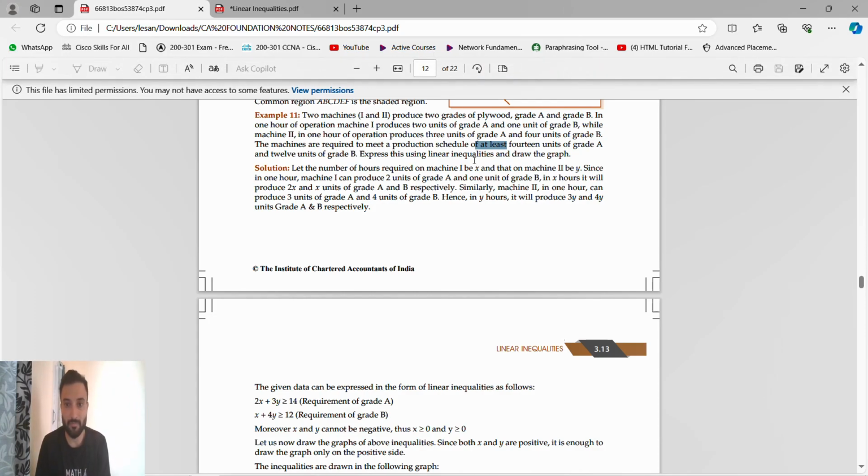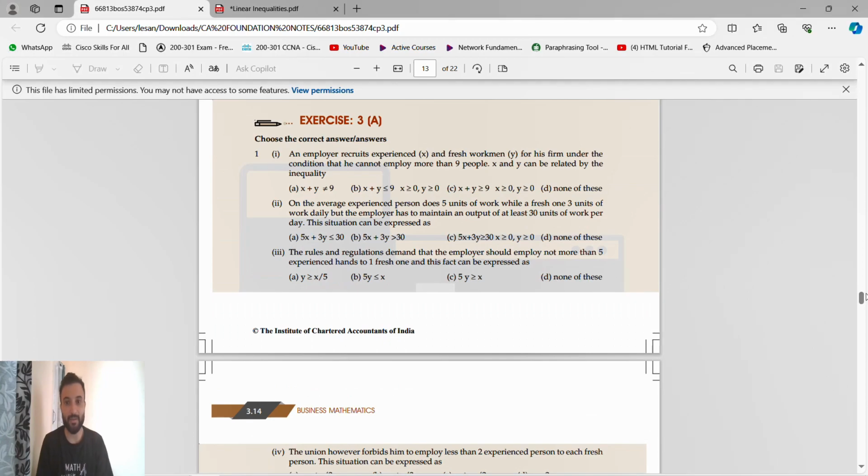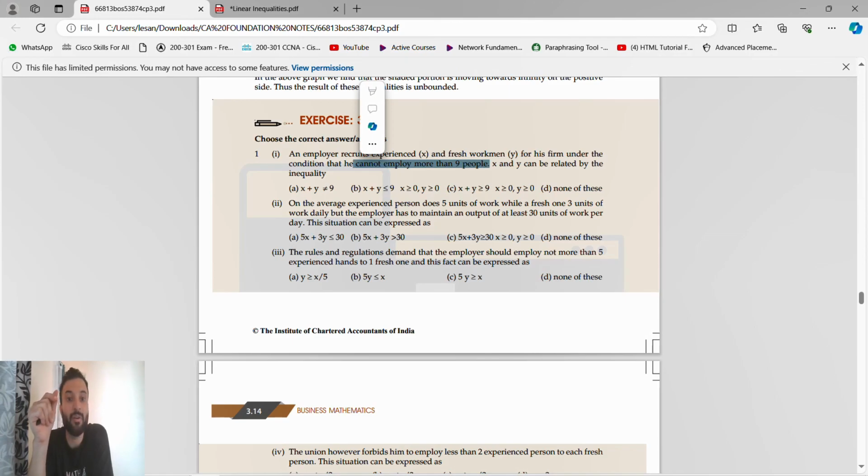So "at least" means greater than. For greater than, it means the outside region. Right? Yes sir. Now see here: an employer recruits experienced and fresher workmen. X is for the experienced, Y is for the fresher workmen for his firm, under the condition that he cannot employ more than 9 employees. Cannot employ more than means it will not be greater than, it will be lesser than.